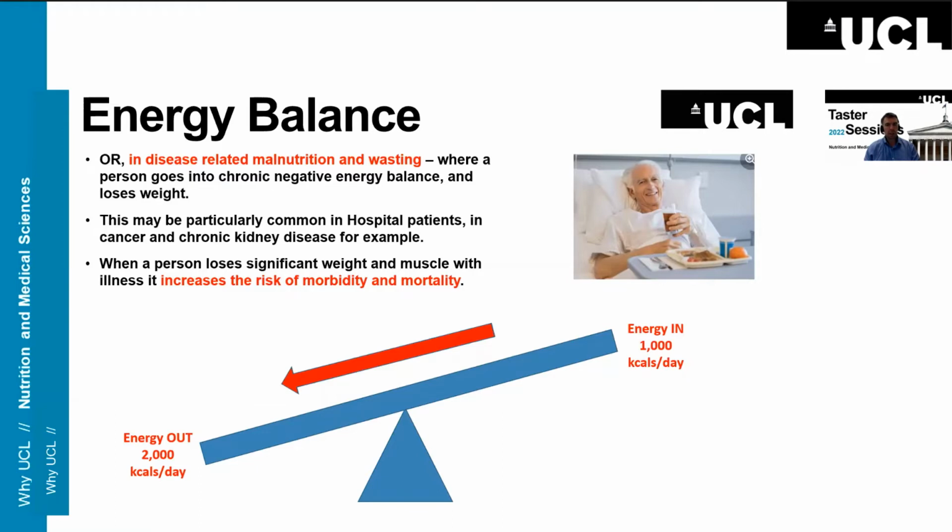And at the same time, energy intake might drastically decrease because someone's unwell, they don't feel like eating, they have anorexia, for example. And we know this loss of weight, and specifically loss of muscle as well, increases the overall risk of morbidity and mortality. So these are really important things that we need to understand and study.